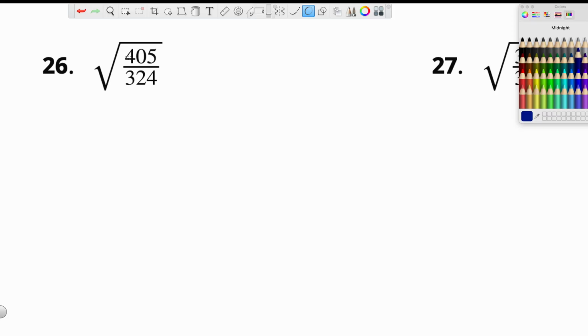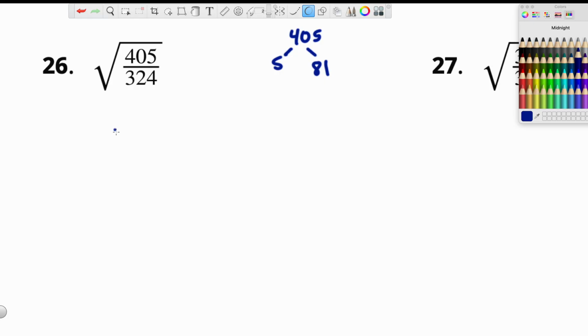Okay, radical 405 over radical 324. So 405 ends in a 5, so we can take a 5 out. 5 goes into 40 eight times, 5 goes into 45 nine times. So 5 times 81. Oh, look at this, 81. 81's a perfect square. So we can continue to factor this, but look at this, guys.